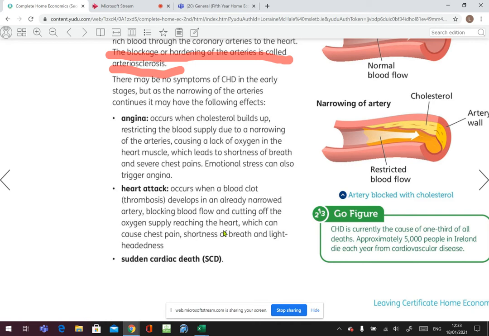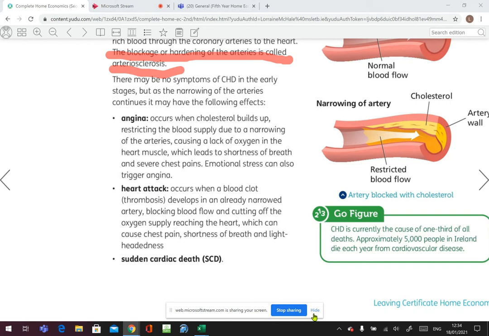Women are more likely to get it up in the neck and jaw, whereas men get it in the chest and down into their arm, but there are always exceptions to that rule. Okay, shortness of breath and lightheadedness. So get yourself checked out ASAP in that case. And then sudden cardiac death. This can occur, but it's a massive heart attack and the person dies suddenly.